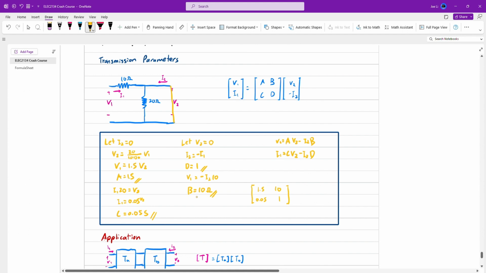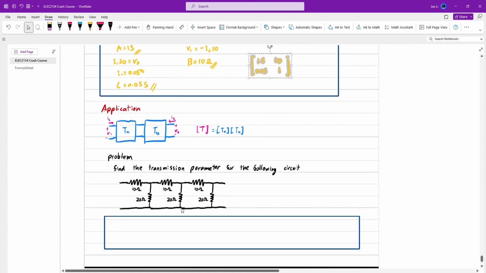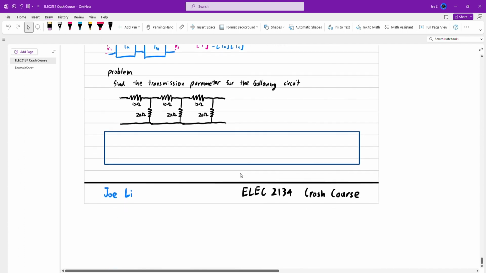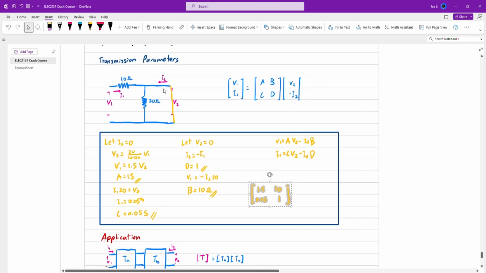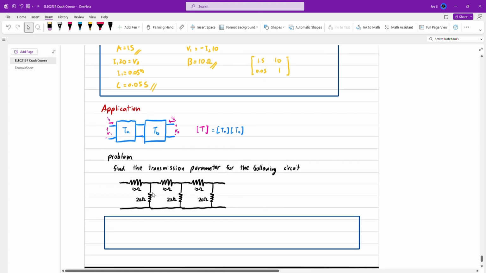Cool, everyone. Hopefully you're good. I'm going to go ahead and copy and paste this. Now, the application is you can cascade transmission parameters like this and multiply them together to get the transmission parameter of the entire system. So let's find this one. Transmission parameter of the following circuit. So we have 3 of these circuits cascaded together. What do we do?